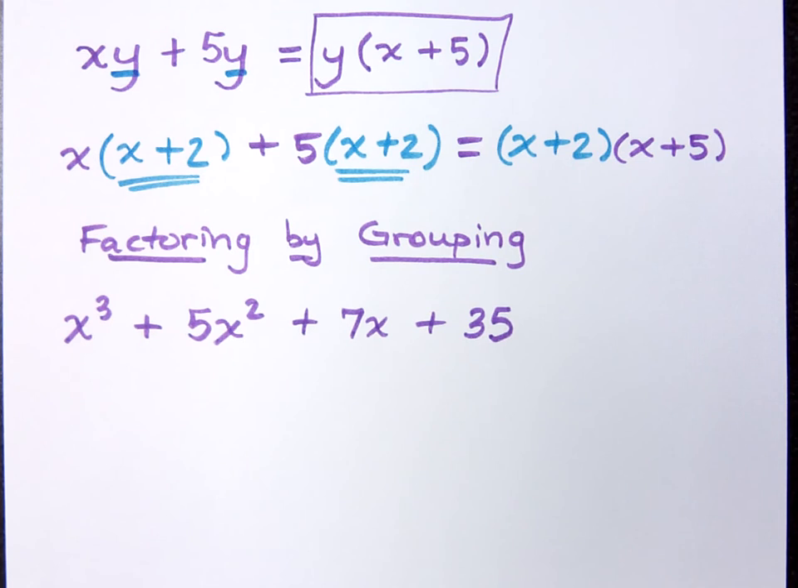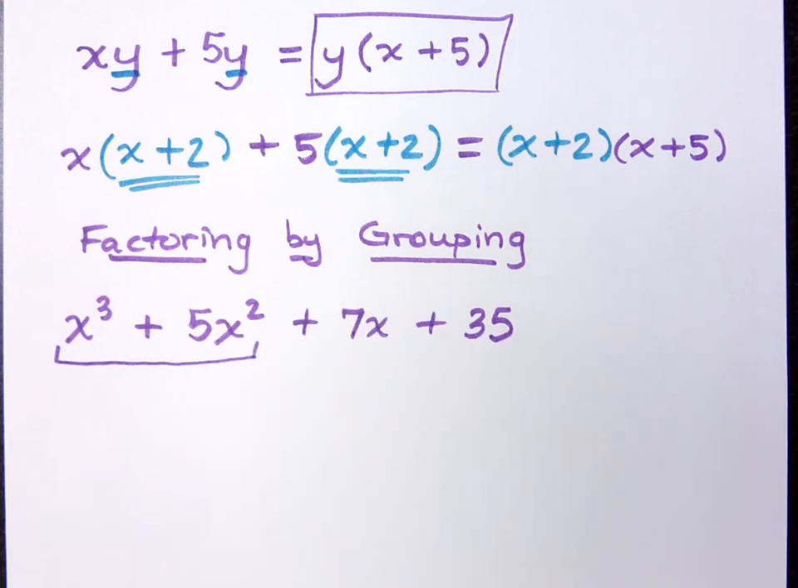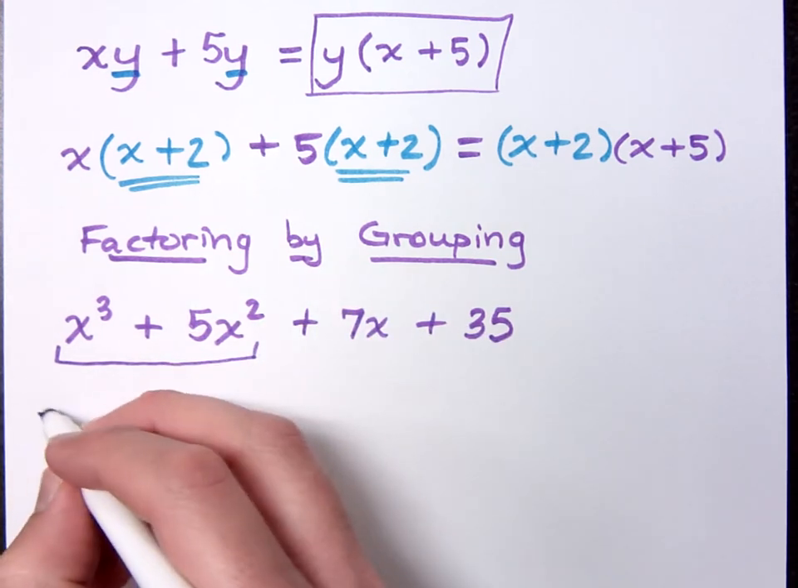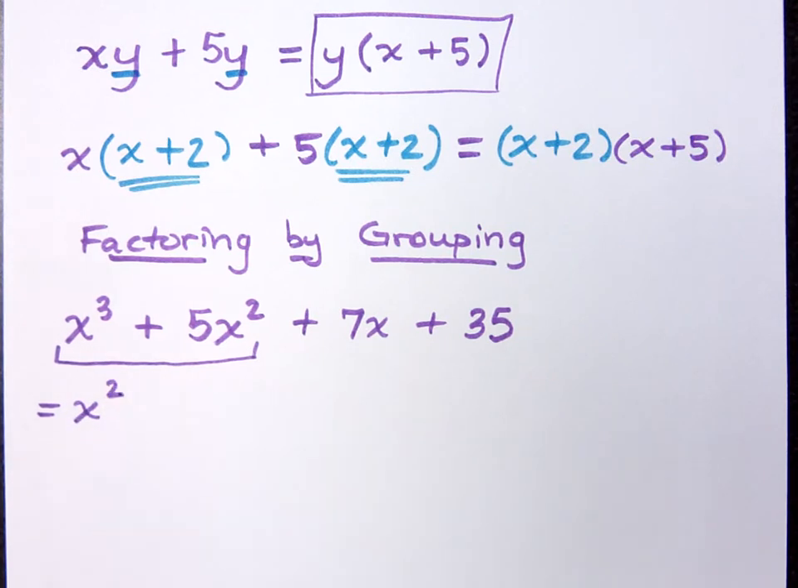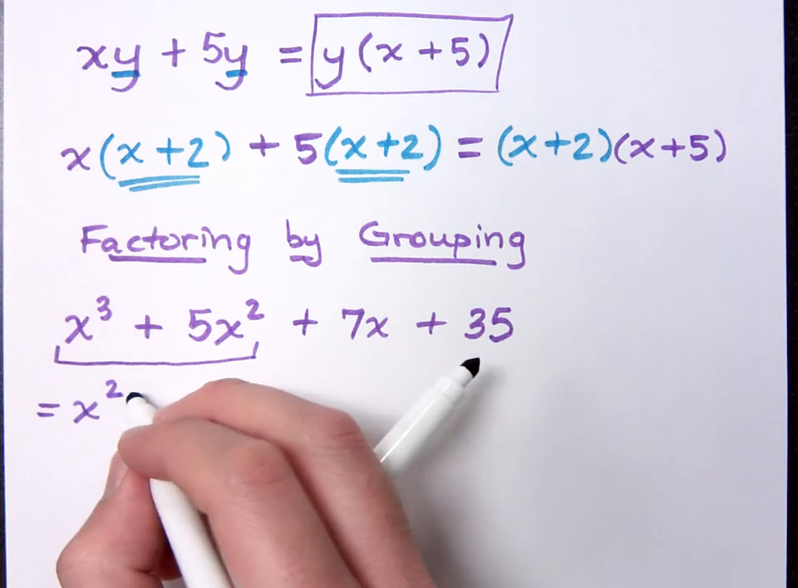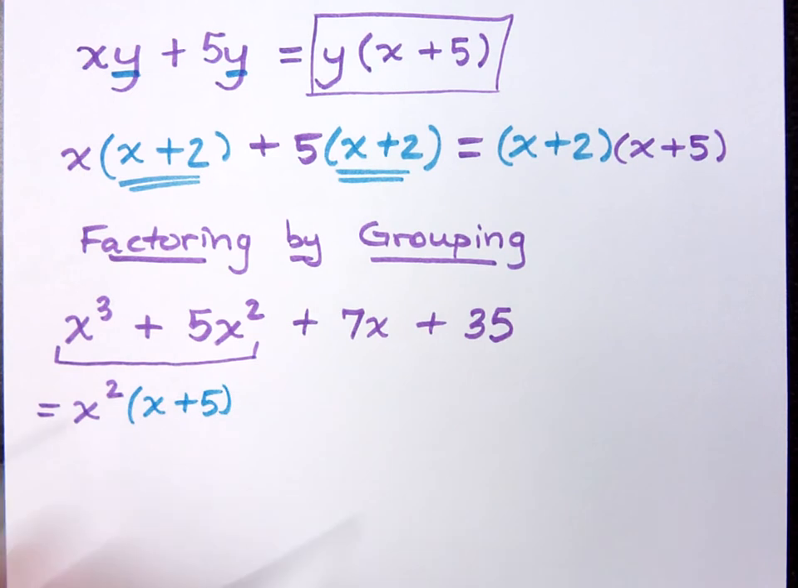Alright, let's look at this guy: x to the third plus 5x squared plus 7x plus 35. What's the common factor for everybody? There isn't one. So what we do is look at this first group. What's the GCF in this first group? How about x squared? If I factor that out, what's left? X plus 5.